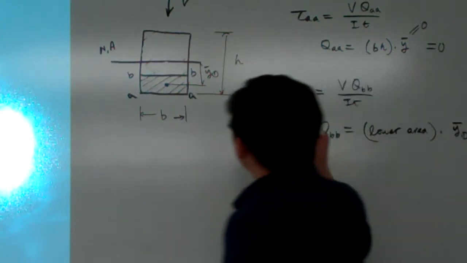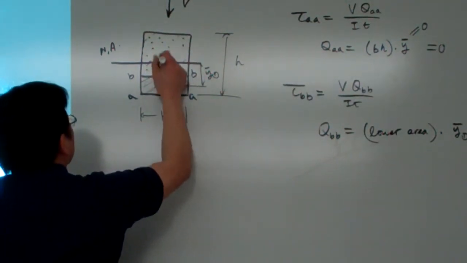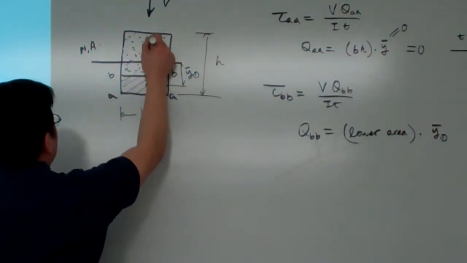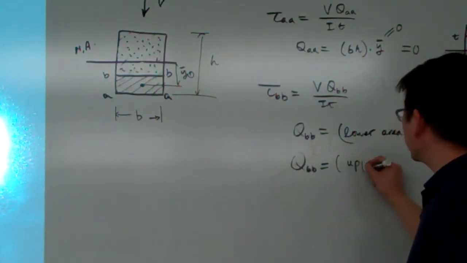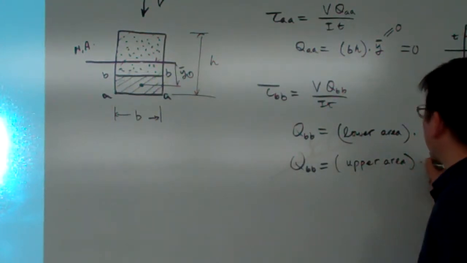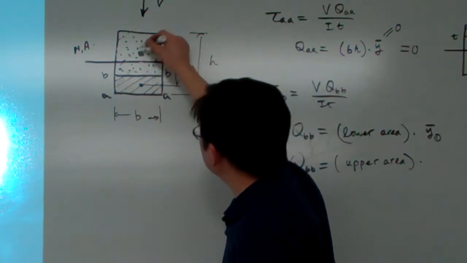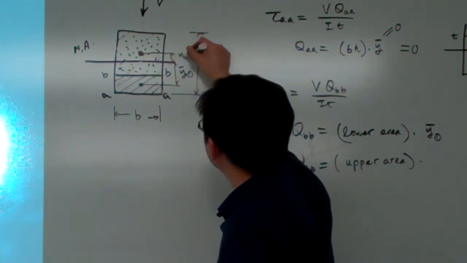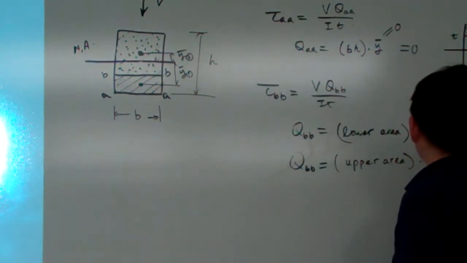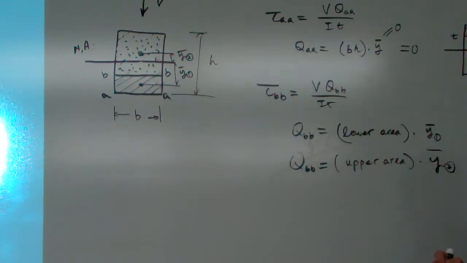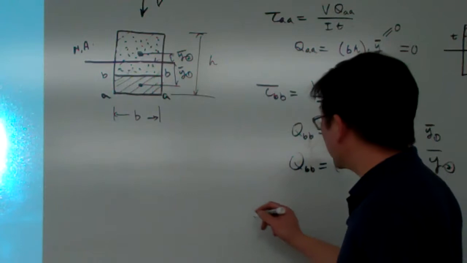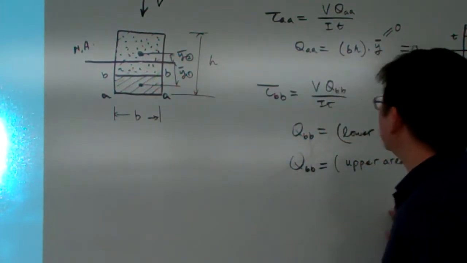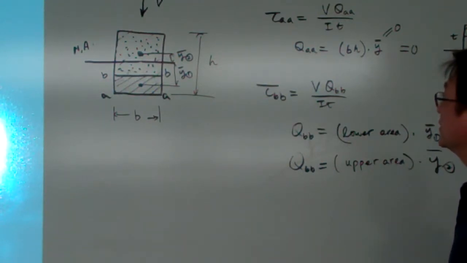However, if you wish, we can also pick the upper portion. We can take the upper portion as an exercise. For example, here is the upper portion, and multiply by whatever the centroid of the upper portion is to the neutral axis. So here, let me put a y bar. And for our exercise, what we have done is, well, I want to say about this one.